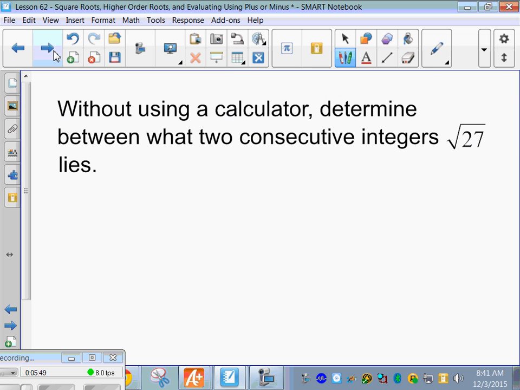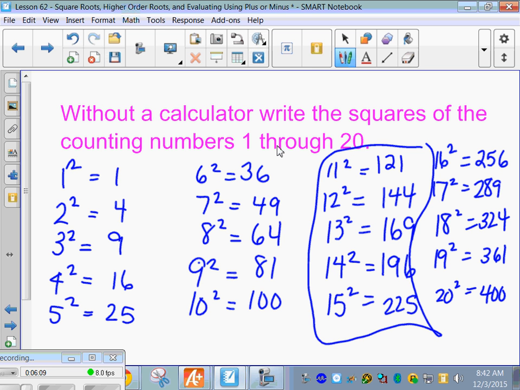All right. Without using a calculator, determine between what two consecutive integers the square root of 27 lies. I like these problems. We did these in pre-algebra. So 27, if we go back to this page, falls in between what two perfect square numbers? Corey? Right, it's between 25 and 36.